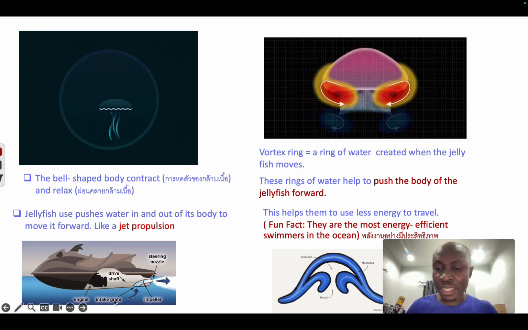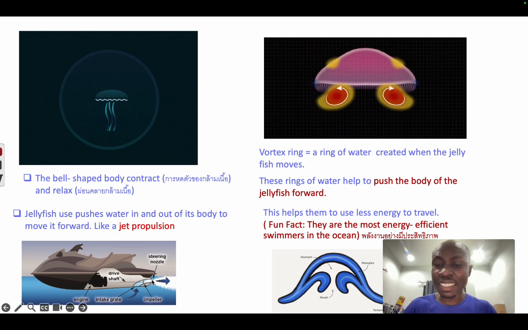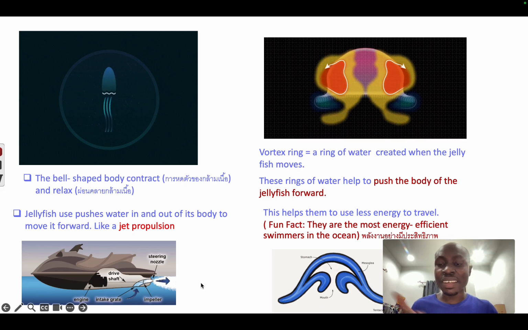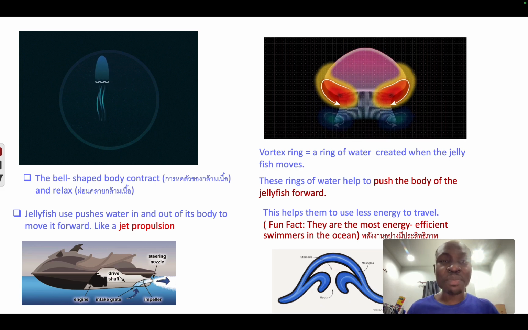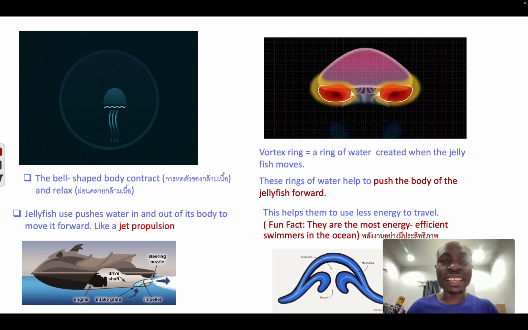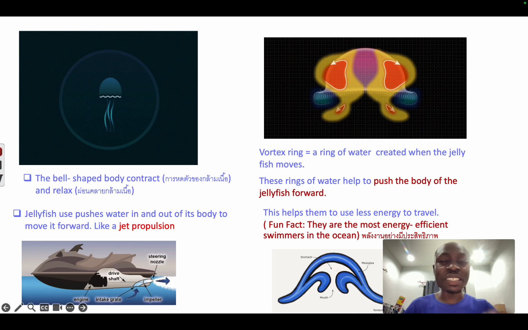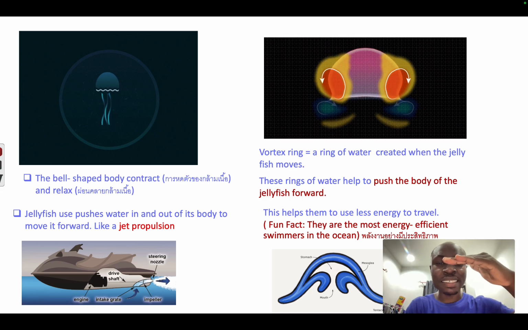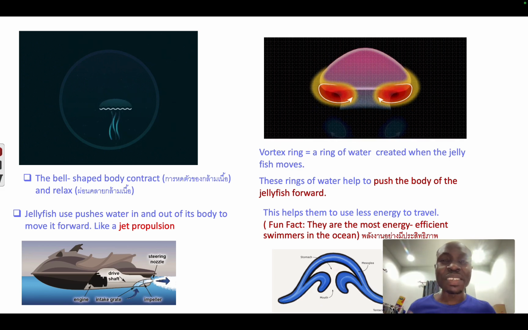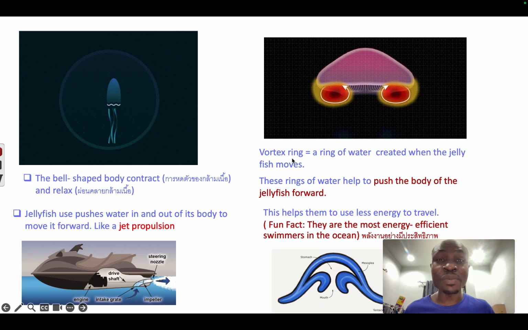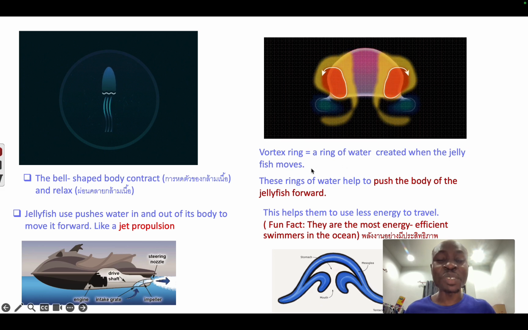ski and it pumps water into one side of the ski, and then the water moves out and the ski can go forward. This is how jellyfishes move, by pumping water into the body and then pumping it out of the body. Now, when jellyfishes contract and relax, this creates a ring of water around the body. We call this ring the vortex ring. It's just what? A ring of water which is created when the jellyfish moves.